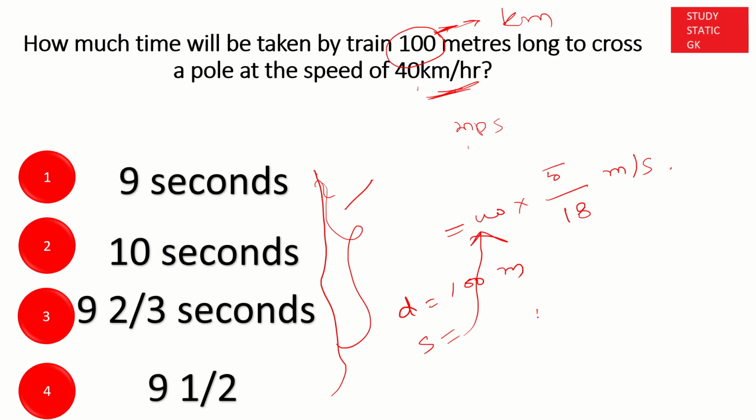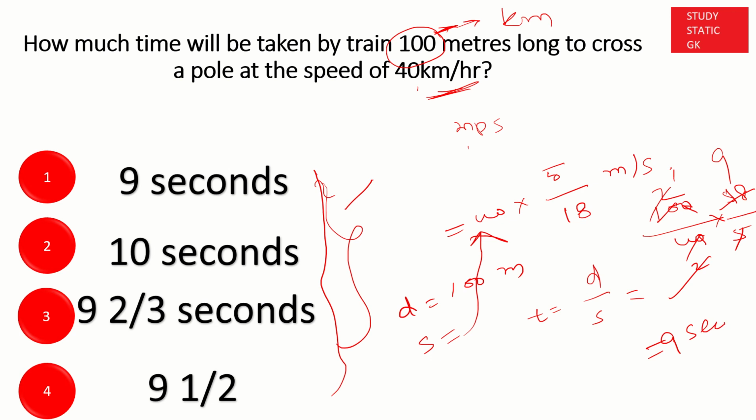So here asking about time, right? So time is equal to distance by speed, right? So 100 by speed, 40 into 5 by 18, so 18 by 5. 5 2s are 10, 2 1s are 2, 2 9s are 18, so 9 seconds. So the answer is 9 seconds.